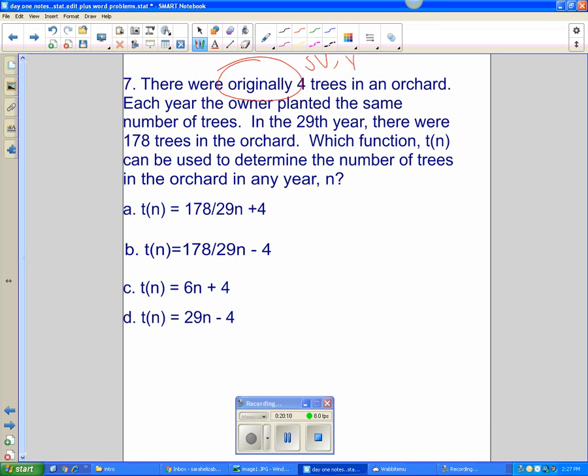Y what? Okay, so look. How do you make 4 a point if it's your y-intercept? What number goes with it? 0 and a 4. We had one of these on our warm-up. Whenever you have the starting value, you put a 0 with it. Okay? So 0 and 4. Now we keep reading. In the 29th year, so I'll write down 29 next, there were 178 trees. So please write this on your paper.